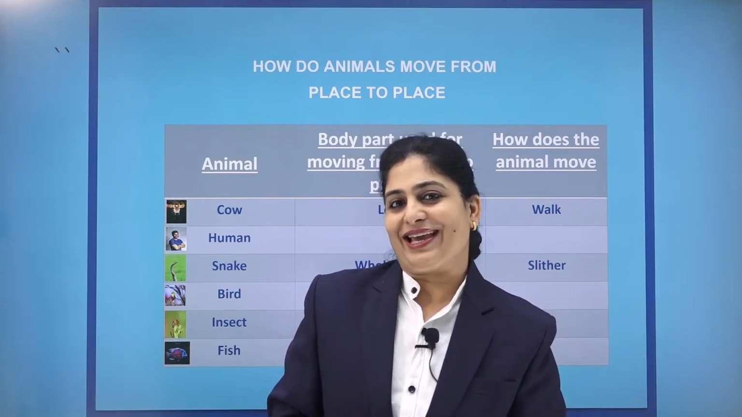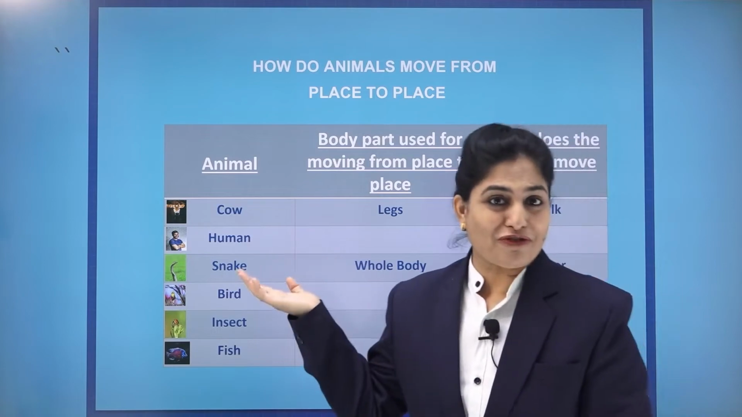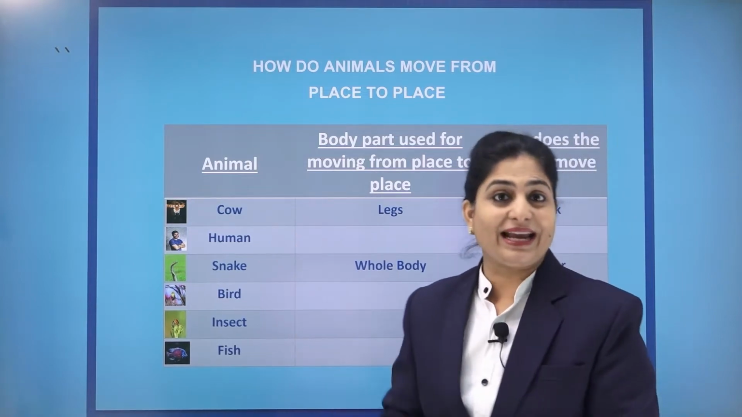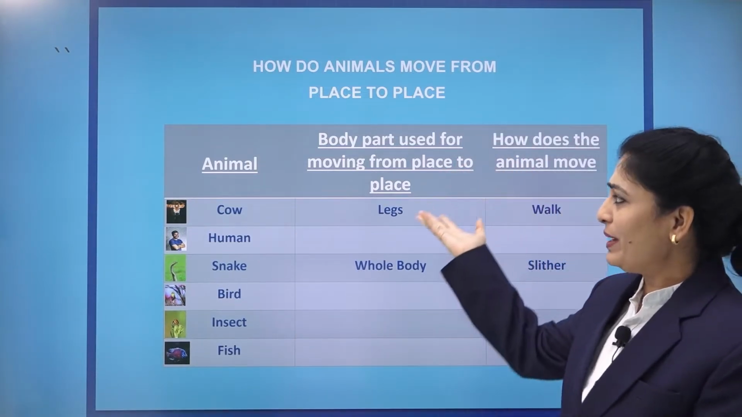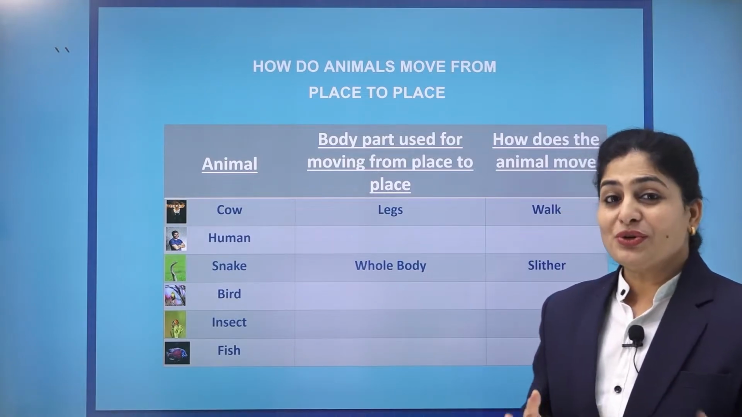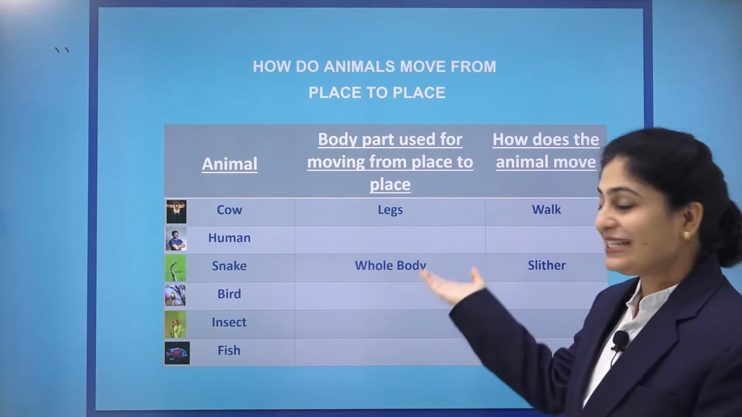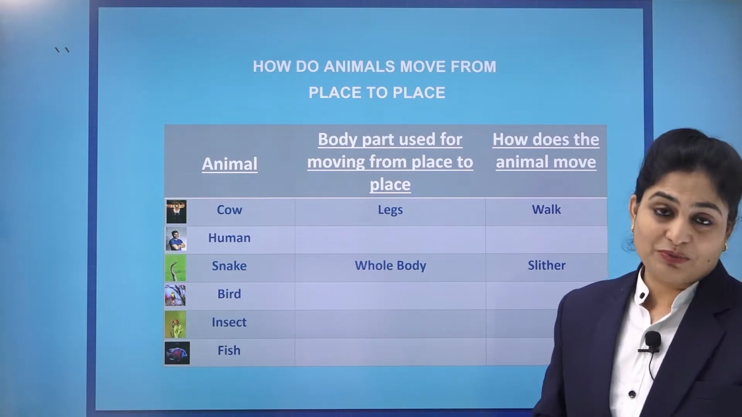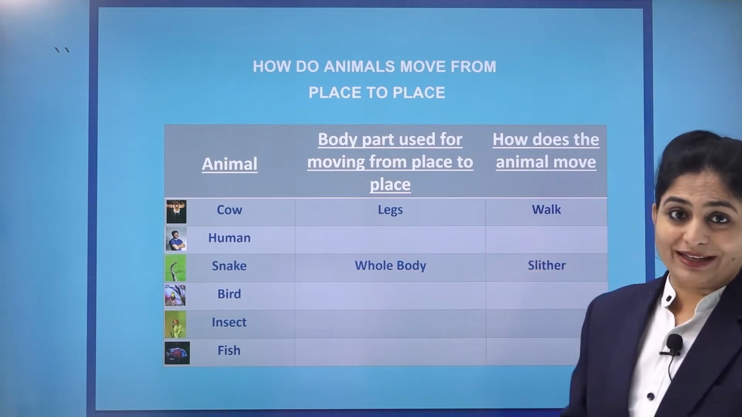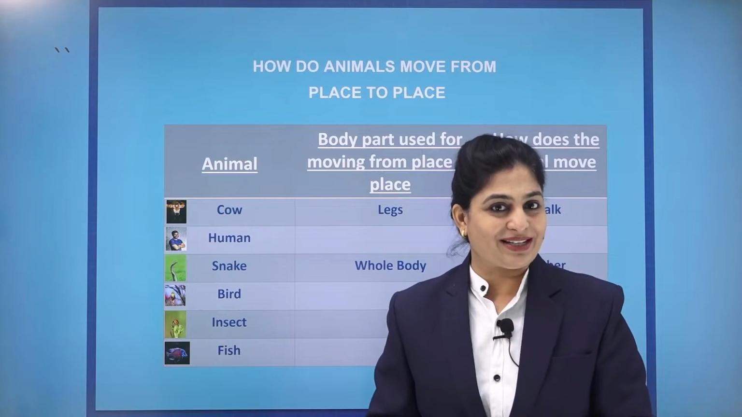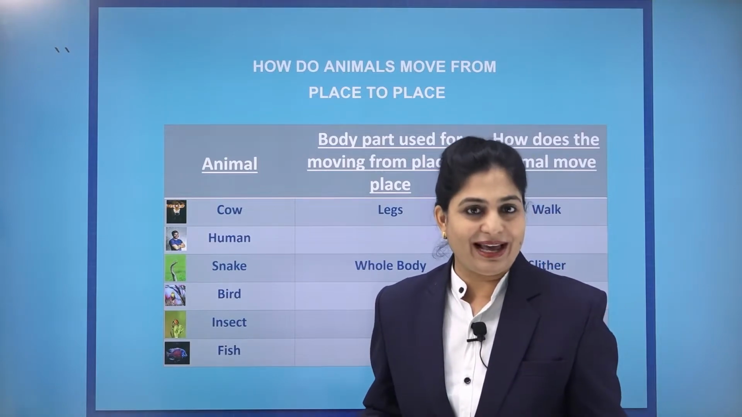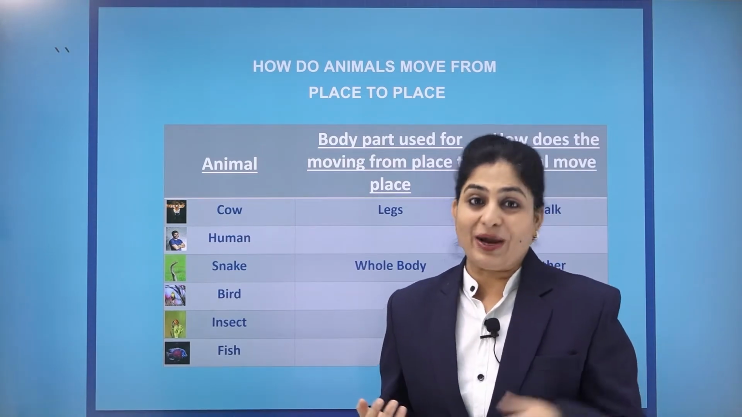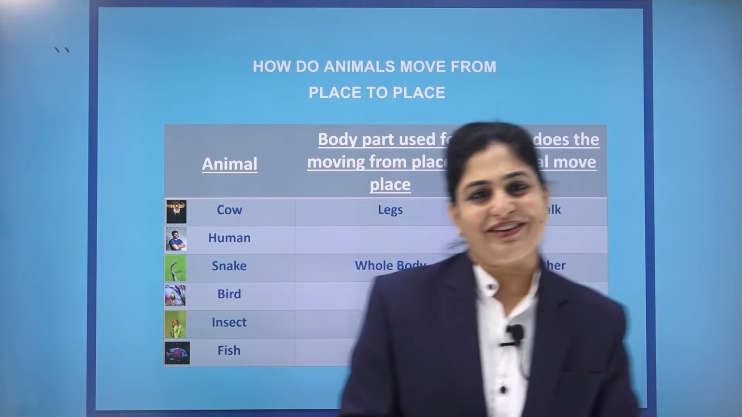Let me ask you, how do animals move from place to place? I have taken some animals, like the cow. First, what body part is used by the cow to move from one place to another? That is legs, definitely. The cow moves by legs, just by walking. Now what about human beings? You and me. Yes, we have legs for movement, for locomotion, and we can move by walking, running, and there are other ways you can learn.